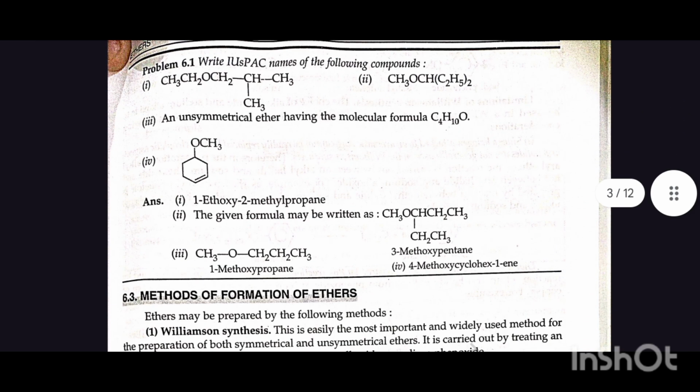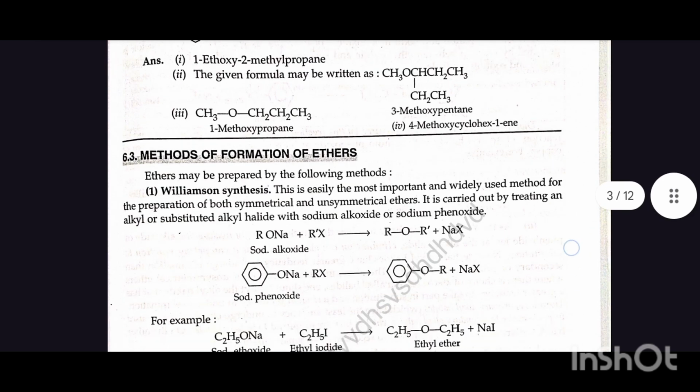Problems. Write the IUPAC names of the following compounds: first, second, third, fourth. The first one is 1-ethoxy-2-methylpropane. Second, the given formula may be written as shown, and its answer is 2-methoxypentane. The third one is 1-methoxypropane. The fourth one is methoxycyclohexane.